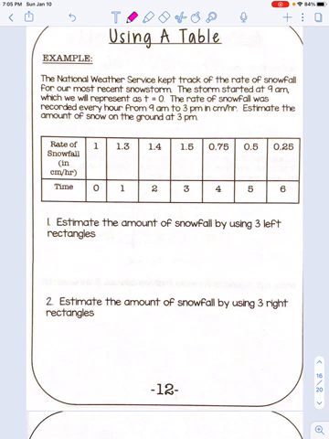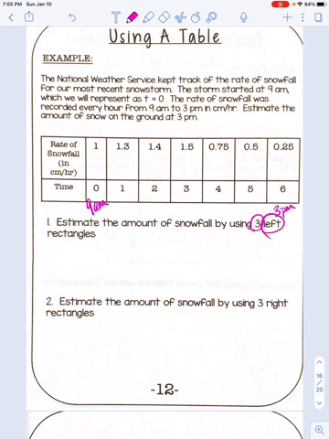So the National Weather Service kept track of the rate of snowfall for our most recent snowstorm. The snowstorm started at 9 a.m., which we will represent at t equals 0. So this is 9 a.m. The rate of snowfall was recorded every hour from 9 to 3 in centimeters per hour. Estimate the amount of snow on the ground at 3. So I need the area under the curve. The total amount of snowfall. How much did you accumulate? That is the area under the curve.